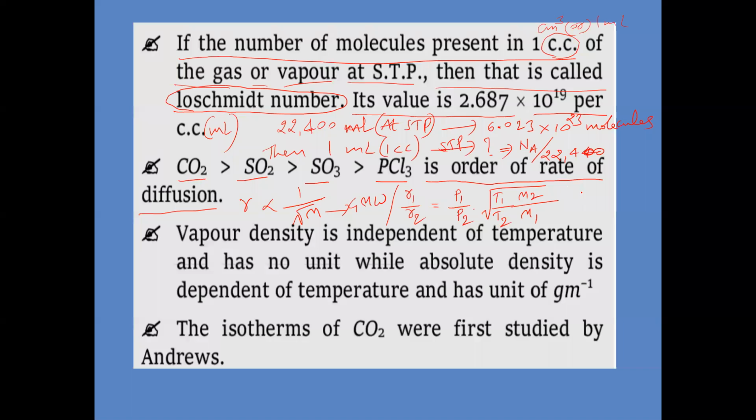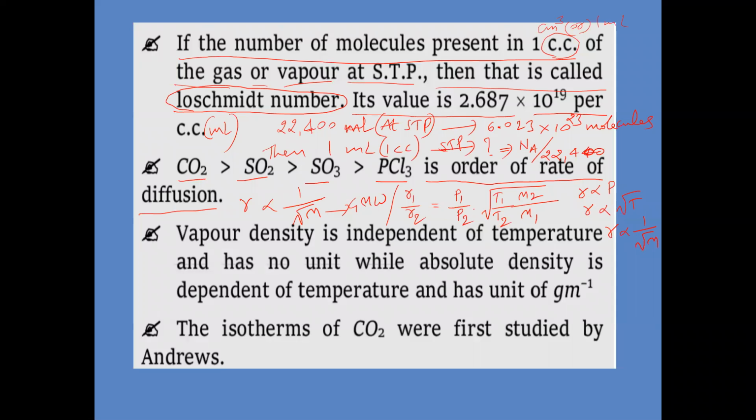That means rate of diffusion is directly proportional to the pressure of the gas. Rate of diffusion is directly proportional to the square root of the temperature of the gas. Rate of diffusion is inversely proportional to the square root of the molecular mass. So these three are very important to remember. Rate of diffusion of a gas is directly proportional to the pressure of the gas. That's why R1 by R2 equals P1 by P2.